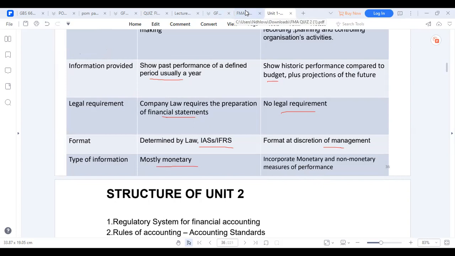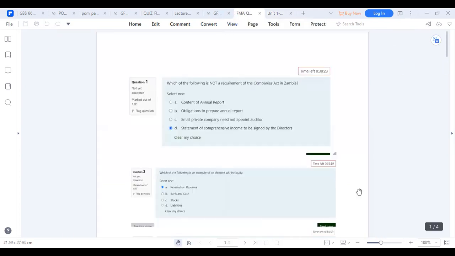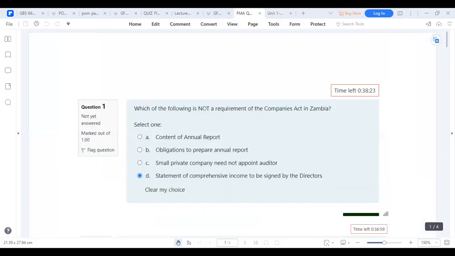Are there any questions so far? A quick recap on Unit 1: which one of the following is not a requirement of the Companies Act in Zambia?